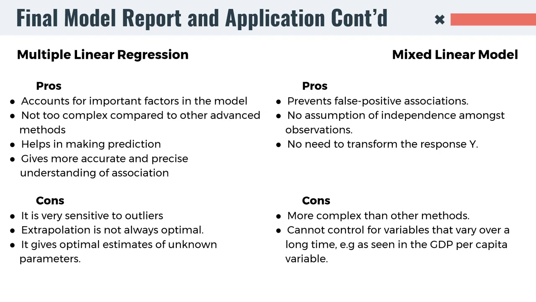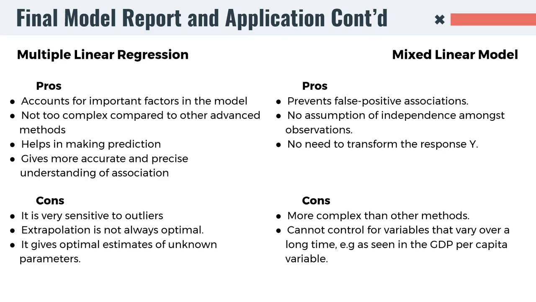Moving on to the disadvantages of MLR, it is very sensitive to outliers. Outliers tend to impact the results or the deductions made from the results for multiple linear regression if they are not corrected. Number two, extrapolation is not always optimal beyond the scope of the data sets. Lastly, it gives optimal estimates of unknown parameters.